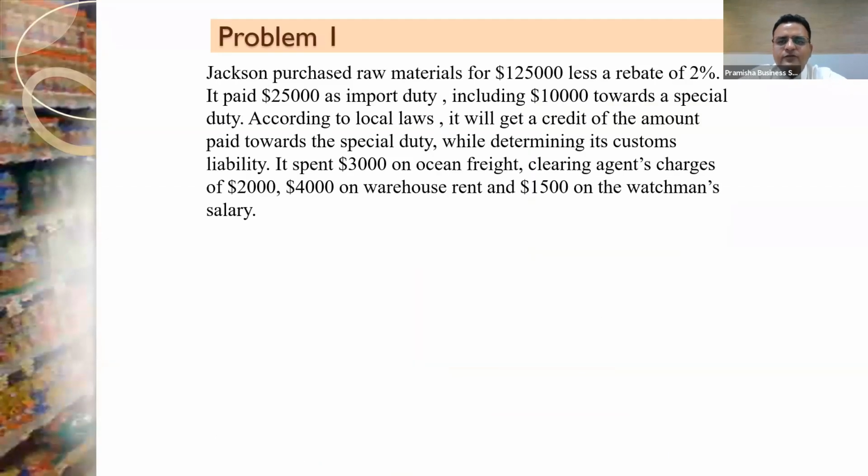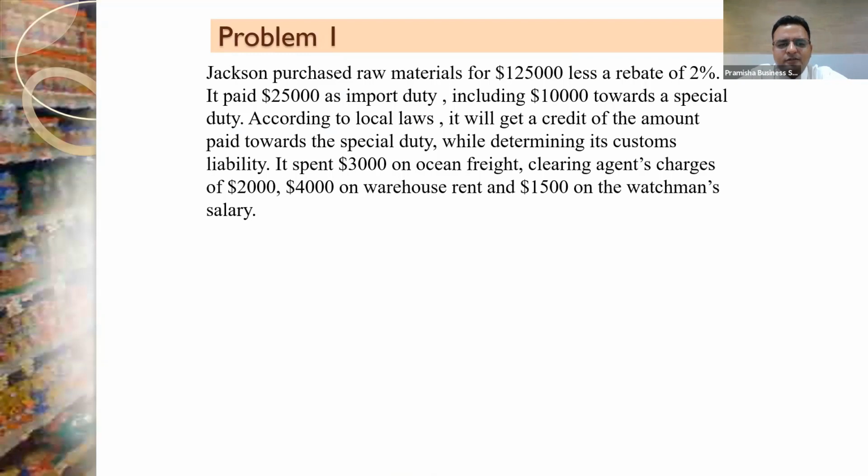Jackson purchased raw materials for $125,000, less a rebate of 2%. It paid 25,000 as import duty, including 10,000 towards special duty. According to local laws, it will get a credit of the amount paid towards special duty. So anything refundable, it gets excluded.